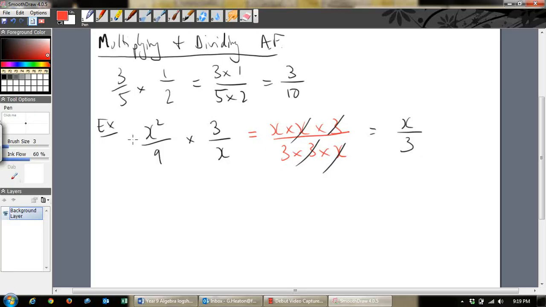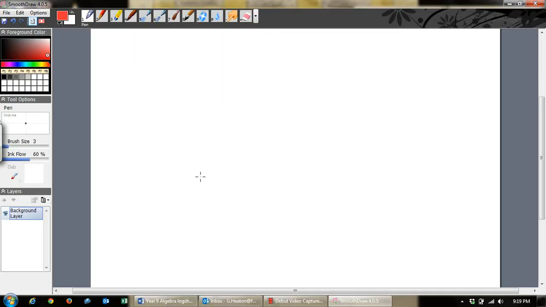But the quicker way to do it is to go 3 and 9. If I divide that by 3, I'll be left with 3, and if I divide that by 3, I'll have 1. And then we've got an x squared and an x. If I get rid of one of those x's, what are we left with? x on the top line, 3 on the bottom line, x over 3. So that's different ways that you can be cancelling out. I'll just do a couple more examples, but multiplying fractions is not overly strenuous.